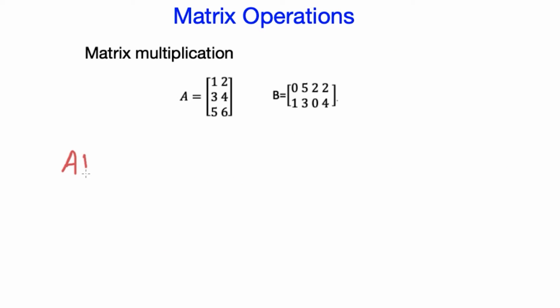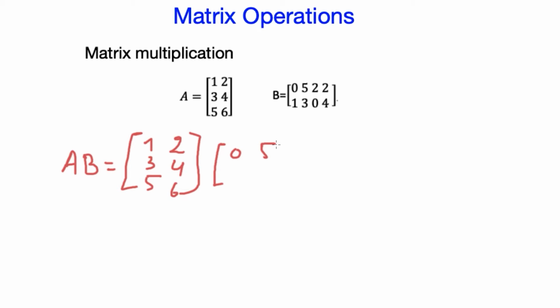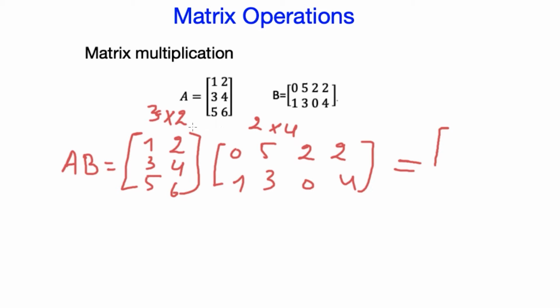So matrix AB will be equal to matrix A, which is 1 2, 3 4, 5 6, times matrix B, which is 0 5 2 2, 1 3 0 4. So the product here will be a matrix with, as we have 3 by 2 and here 2 by 4, so the result matrix will be 3 by 4. These two will go with these two.